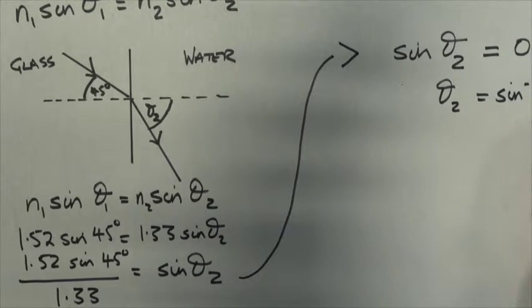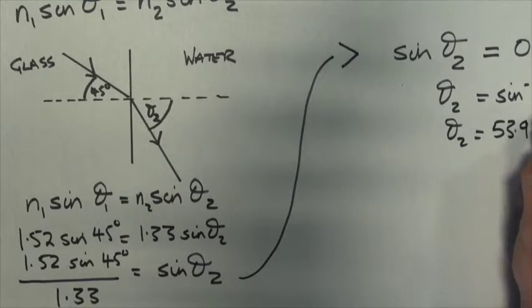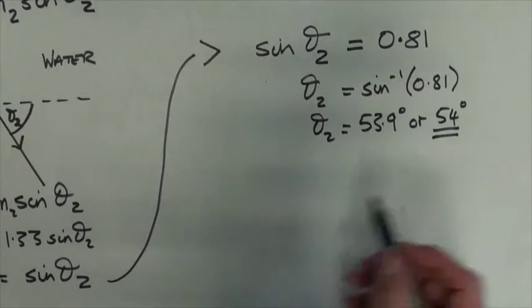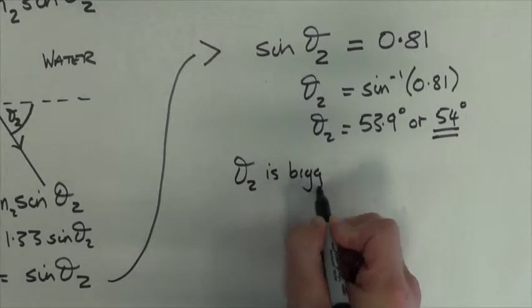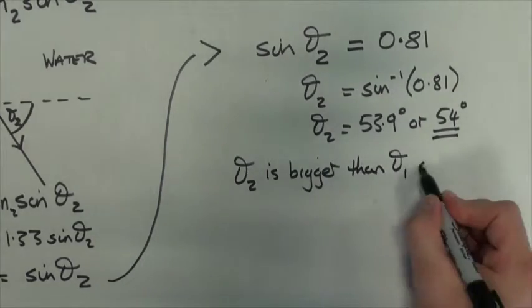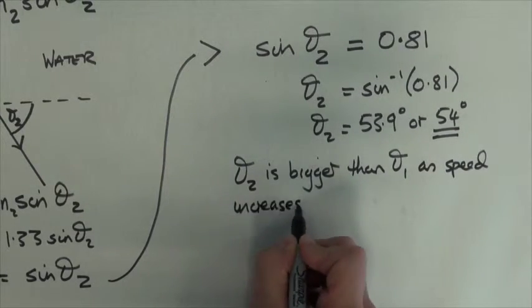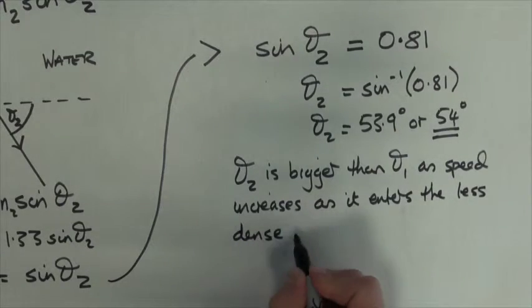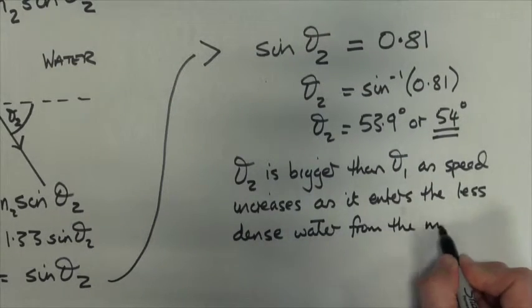Then I do the inverse sine of 0.81, which is going to give me 53.9, which I can round up to 54 degrees. Okay, so theta 2, as we know, is now going to be bigger than theta 1 as the speed increases as it enters the water, because the water is less dense than the glass.